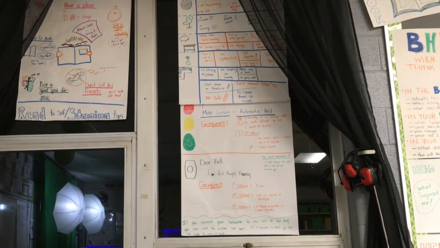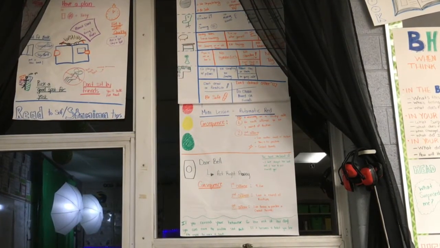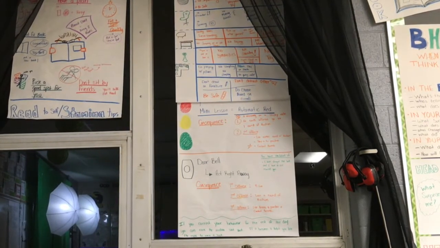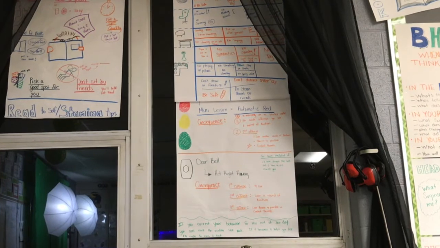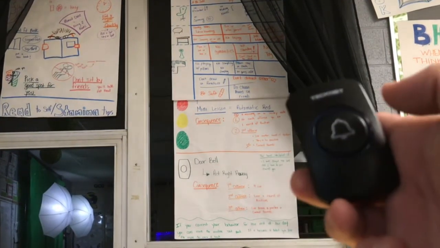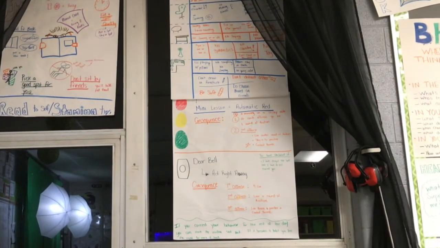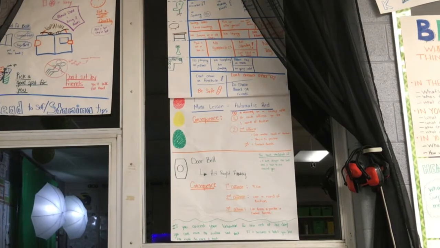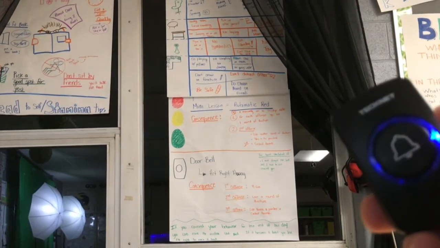And you know how it goes. Some kids act right away. Some kids either didn't hear you or are good at intentionally ignoring you. And so what I did is I actually bought this doorbell. So here's the little doorbell thing. I'll give the direction, wait a few seconds, and then I'll press the doorbell.